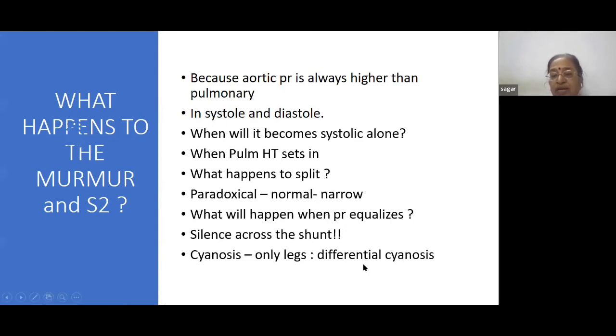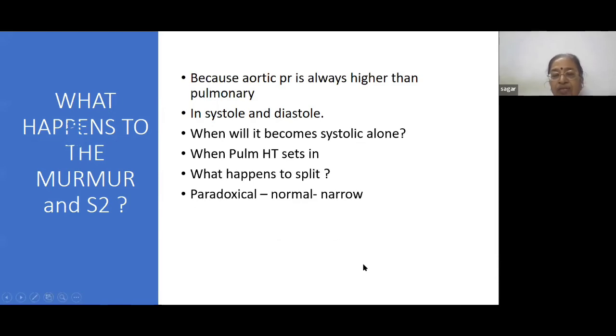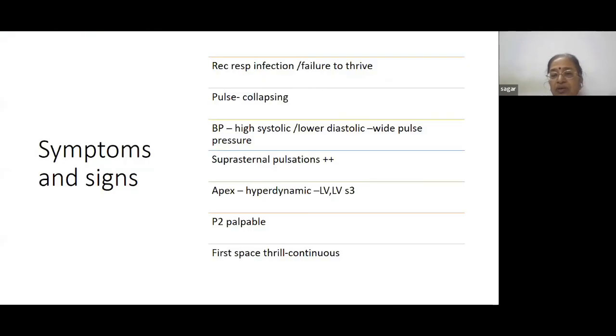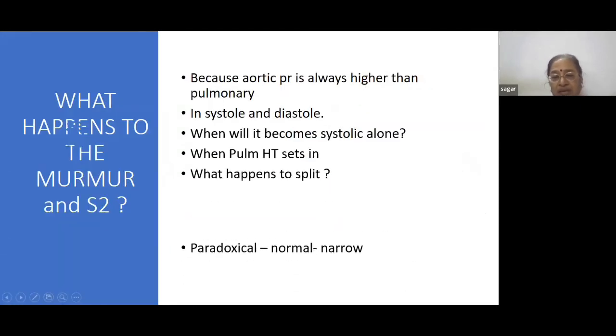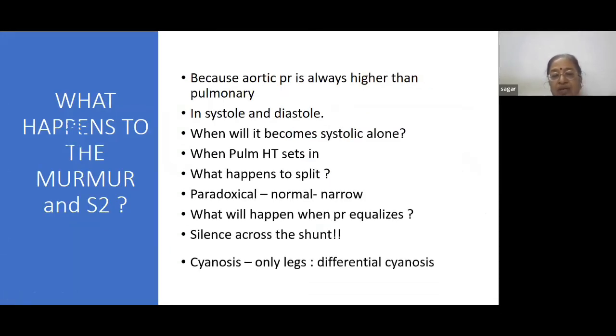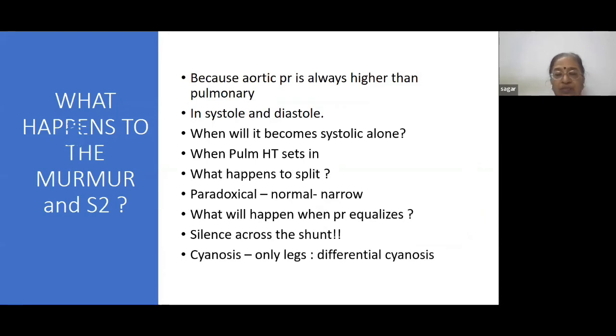Differential cyanosis. That is because the PDA, if you see, let me show you. Sorry. The PDA, if you see, is beyond the subclavian artery. So the subclavian artery would have taken off from the aorta here. So the shunt is after that. So if you reverse it, then it will go only to the legs. So that is why you get a differential cyanosis. The differential cyanosis comes because it's a post-ductal shunt.